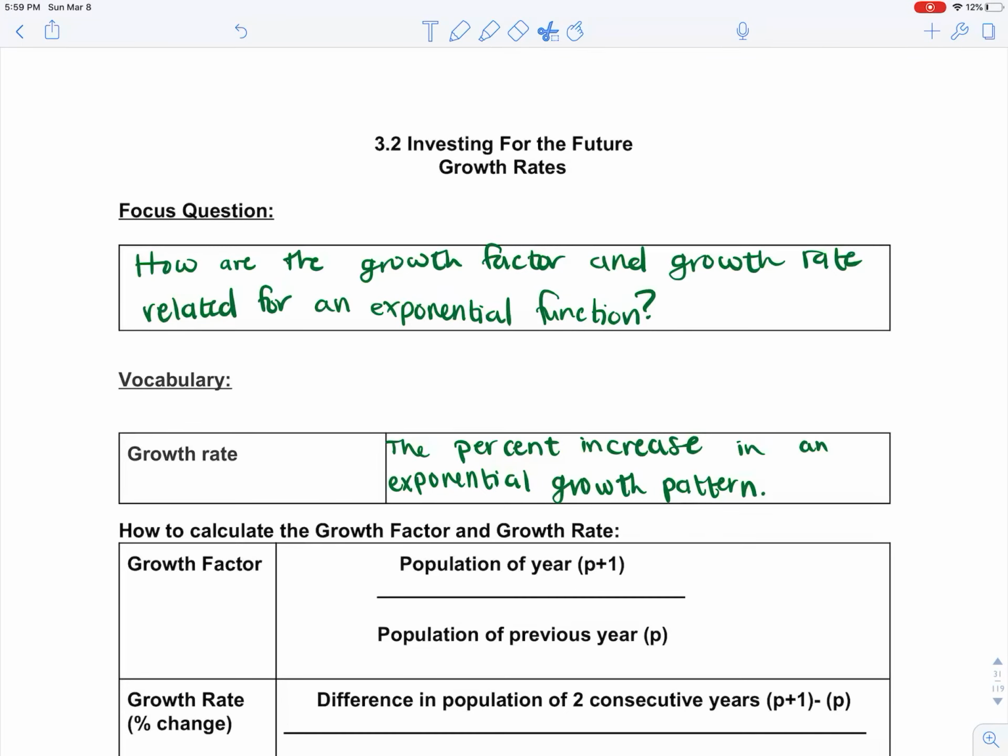All right, good evening, mathematicians. I hope you guys remember to turn your clocks forward 1 hour for daylight savings.